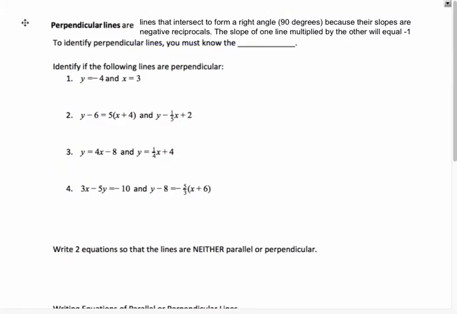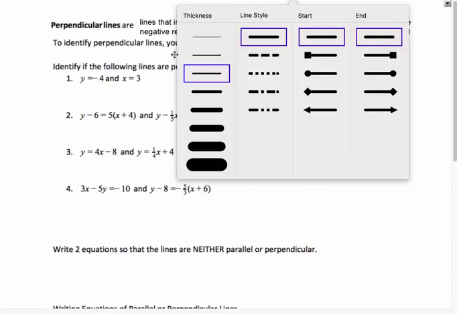Okay, so lines that intersect to form a right angle, which is 90 degrees, because their slopes are negative reciprocals. The slope of one line multiplied by the other will equal negative 1. So, same thing applies for perpendicular lines. To identify perpendicular lines, you must know the slope.